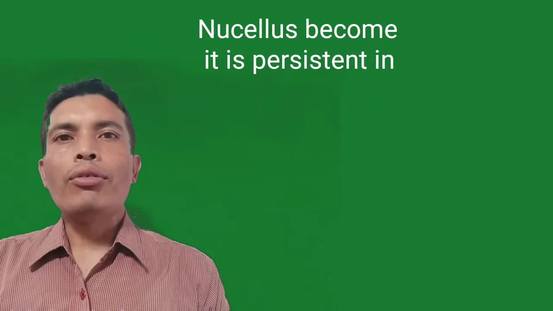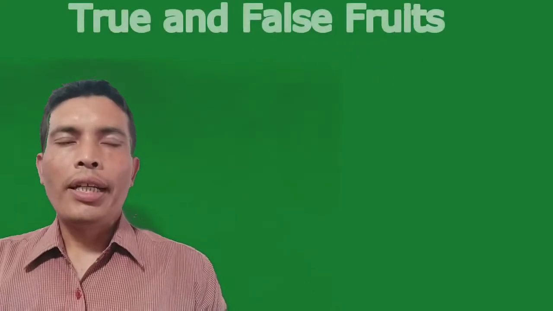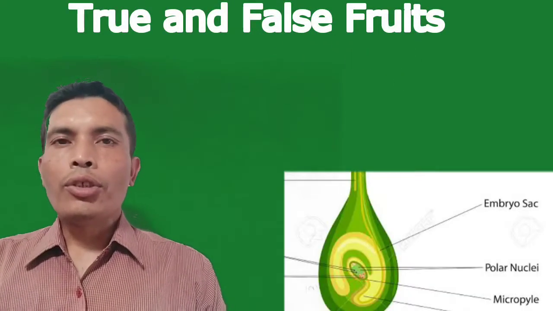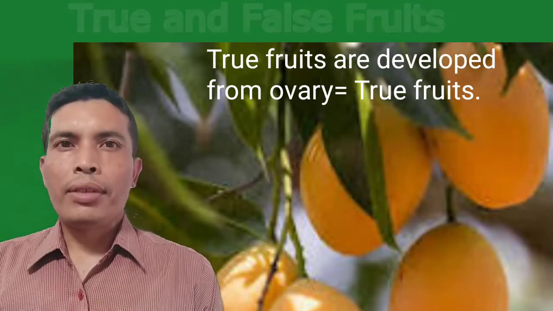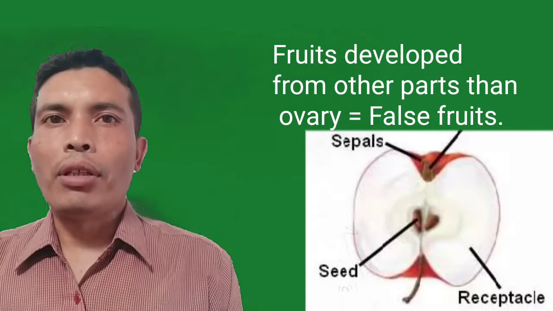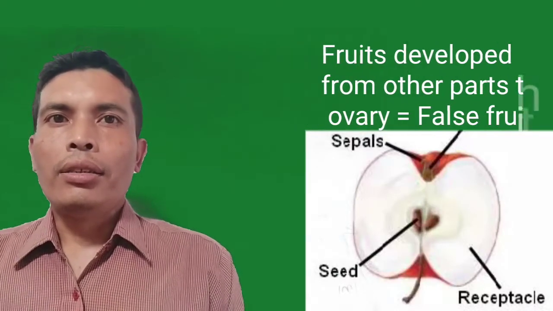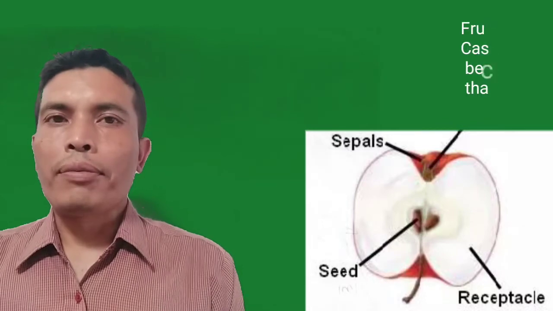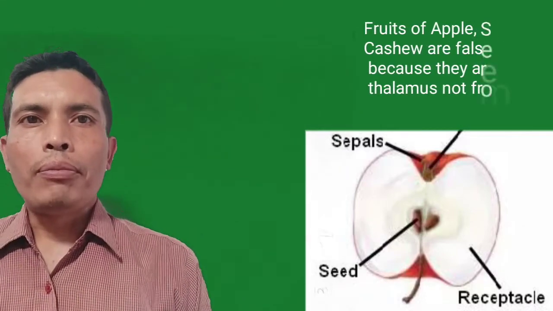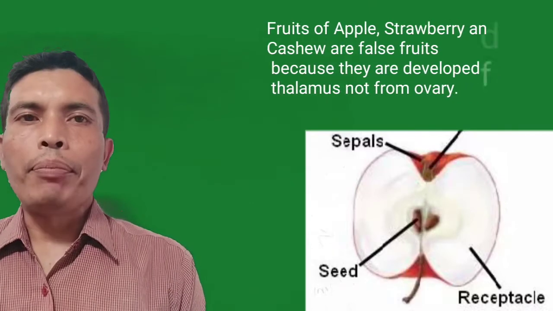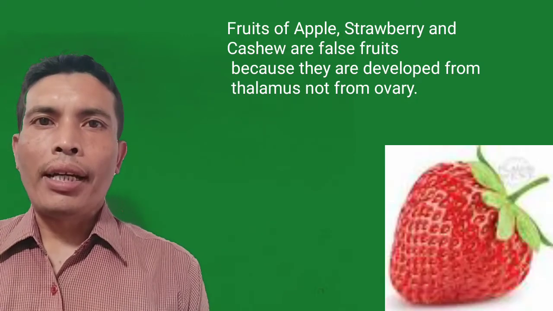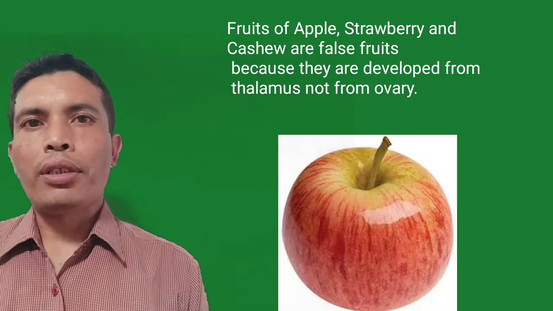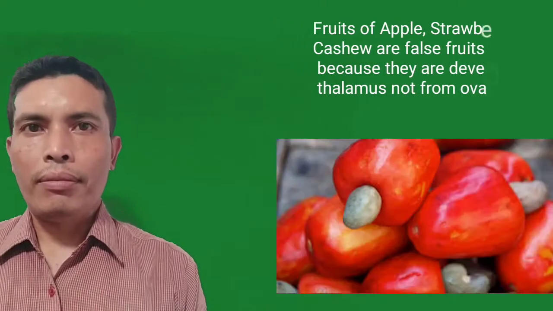Okay, let us know about fruits, the types of fruits. Actually, fruits develop from the ovary, right? So the fruits developed from the ovary are called true fruits. If the fruits are not developed from the ovary, but from other parts like the thalamus, this type of fruit is known as false fruit. Some examples of false fruits are apple, strawberry, and cashew. These are false fruits because the fruits are developed from the thalamus, not from the ovary.